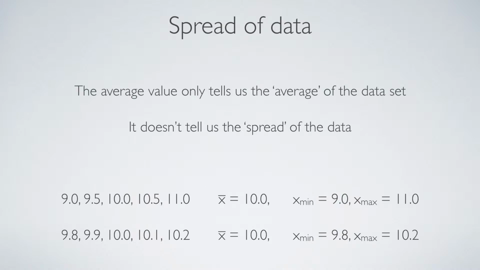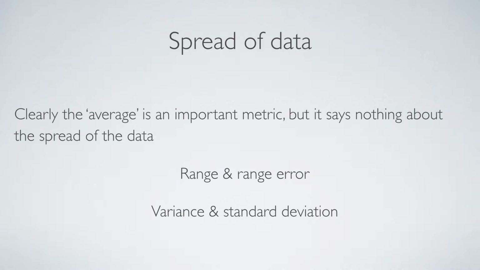The important thing to note from this is that the mean, the average value, doesn't tell us anything about the spread of the data. Here I have some number examples of it, where the top data set varies between 9 and 11, and the bottom set between 9.8 and 10.2. The mean in both cases is the same at 10.0, but my mean tells me nothing about how that original data was spread. This spread is important.